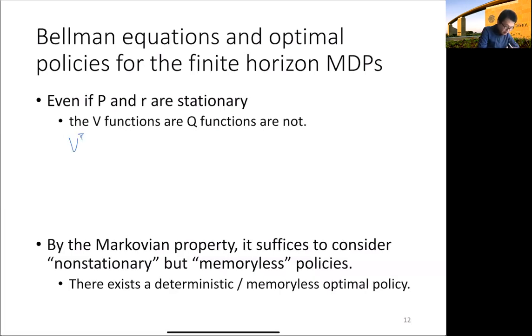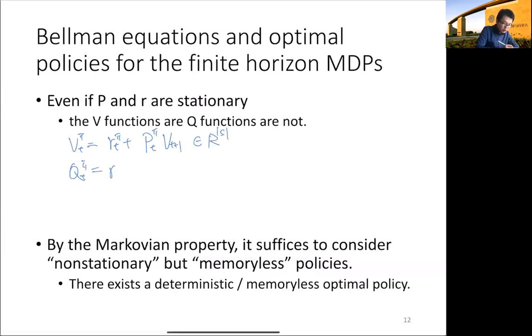V pi t is equal to R t plus the undiscounted transition under pi at t and V t plus 1. Okay, so this is the V Bellman equation, and we can also write the Q Bellman equations. This is R t under pi, and all these are in R to the S.